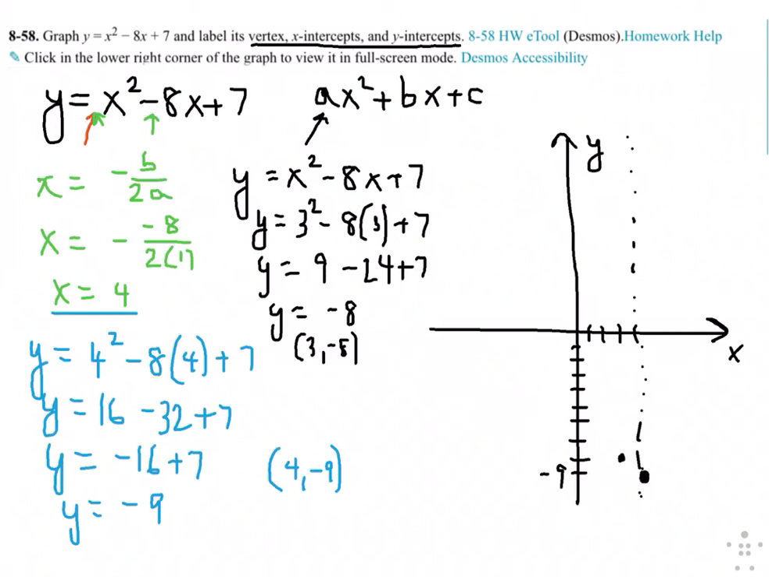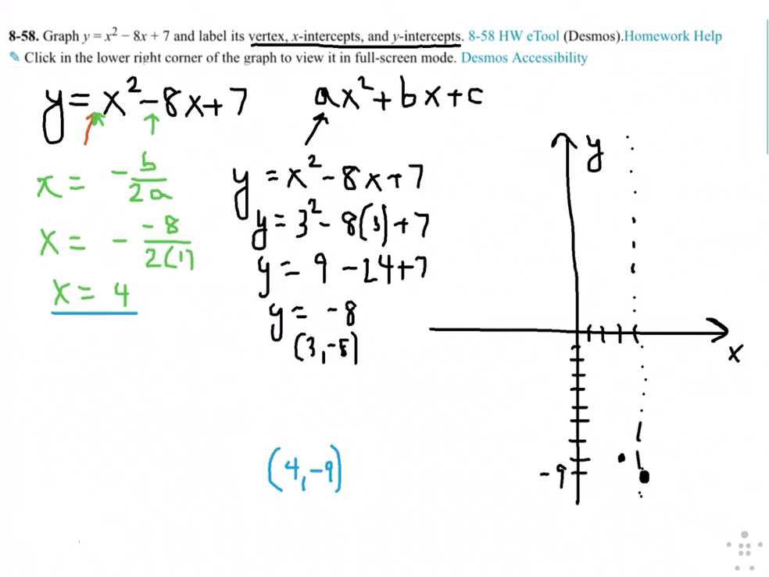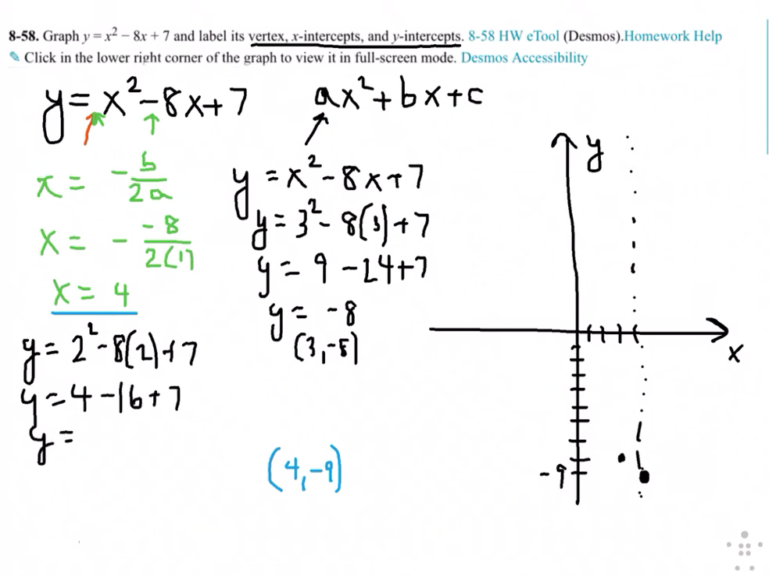Let's put a 2 in. I'm running out of space, so let me clear off some of this. Let's substitute a 2 in. So y equals 2 squared minus 8 times 2 plus 7. y equals 4 minus 16 plus 7. So y equals negative 12 plus 7, which is negative 5. So now we know another point, 2, negative 5. 1, 2, 3, 4, 5, right here.